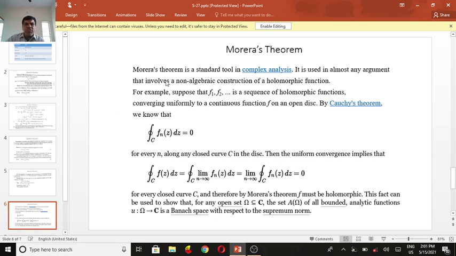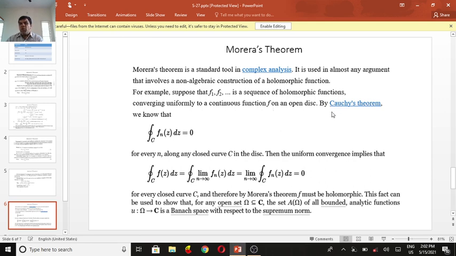Morera's theorem stands in complex analysis. It is used in almost any argument that involves a non-algebraic construction of holomorphic functions. This is a tool for complex analysis. For example, suppose that f1, f2, etc. is a sequence of holomorphic functions converging uniformly to a continuous function f.